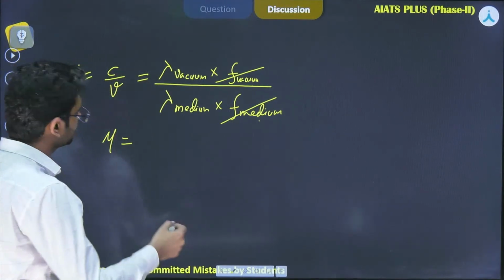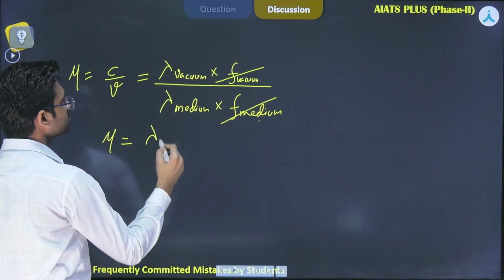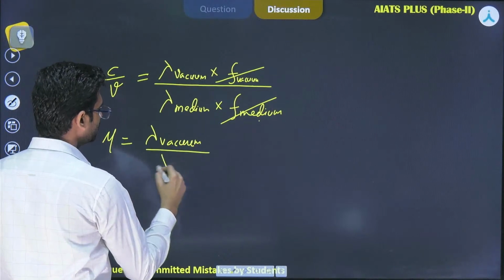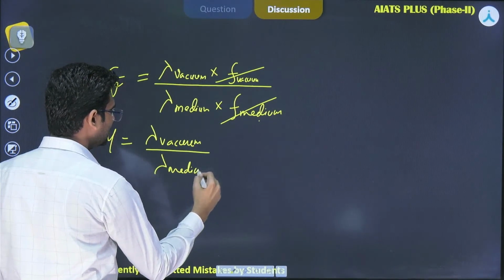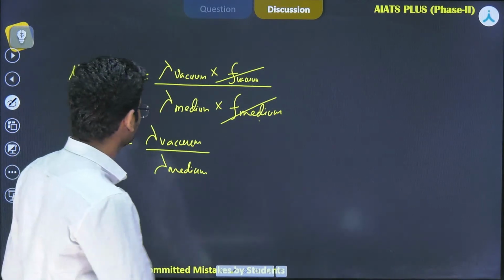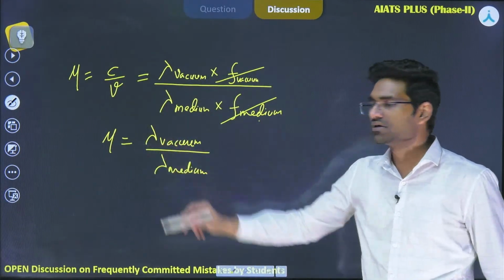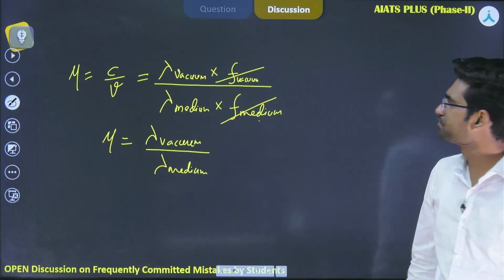So C by V, or mu, refractive index, can be written in terms of speed. It can also be written in terms of what? Wavelengths, right? So if we know the wavelength of any light or any electromagnetic wave in vacuum as well as in medium, then we can also find the refractive index from that too, right?